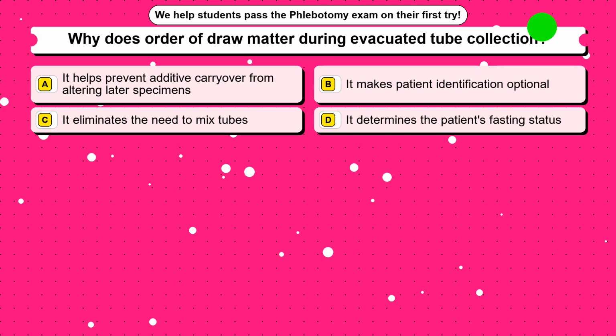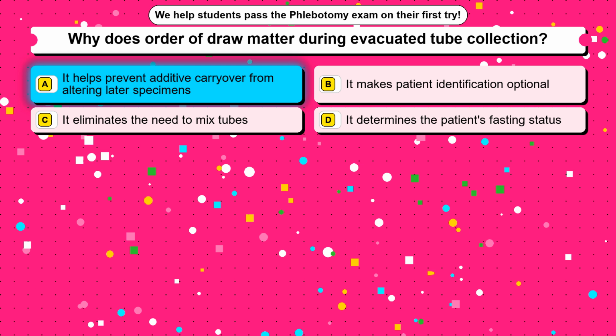Question 53. Why does order of draw matter during evacuated tube collection? Option A. It helps prevent additive carryover from altering later specimens. Option B. It makes patient identification optional. Option C. It eliminates the need to mix tubes. Option D. It determines the patient's fasting status. The correct answer is option A.